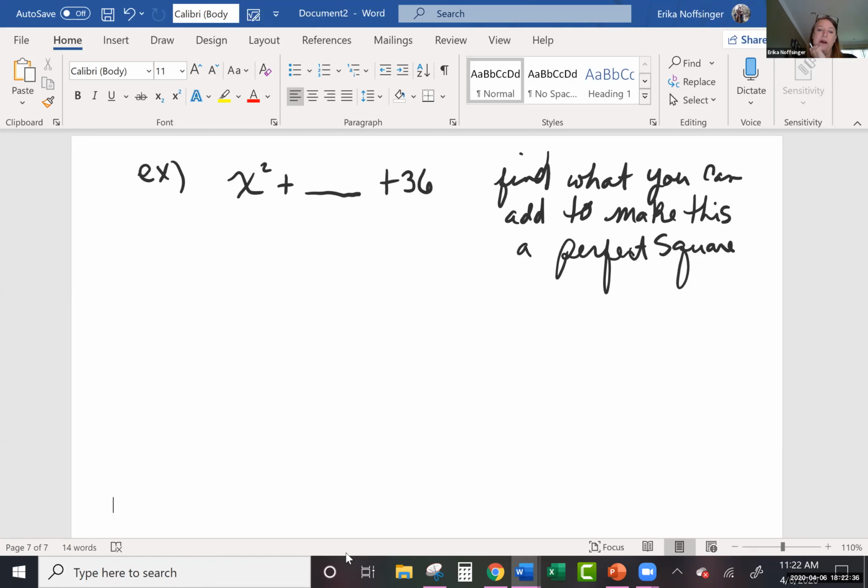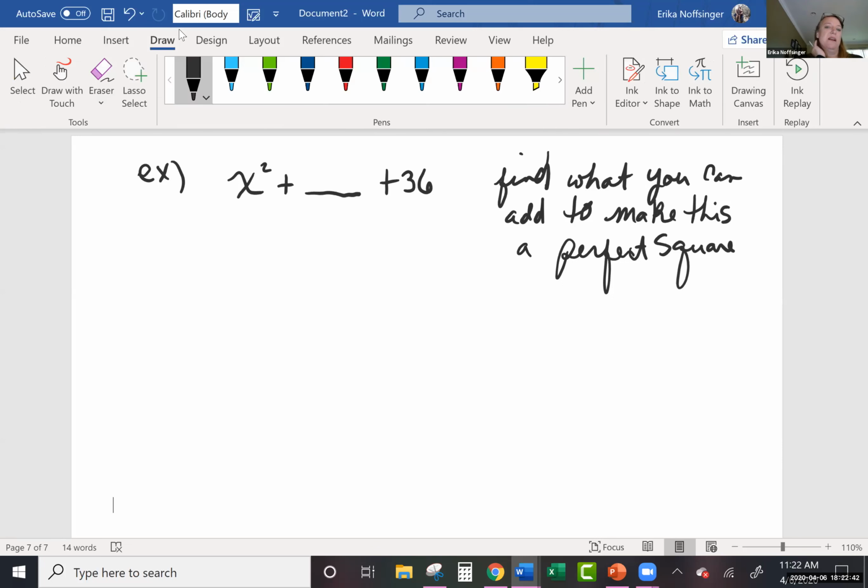Okay, so we want this to be a perfect square. We need to figure out what we can add in here. And there's actually a couple things that we can add to make that a perfect square. Any ideas? Did you add 12? Okay, so 12. Let me change it. Because 6 times 6 equals 36, and 6 plus 6 equals 12.